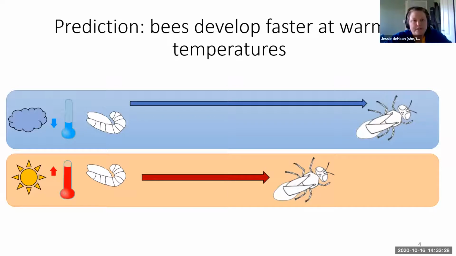So just as a bit of background, C. calcarata are ectotherms, meaning that they can't regulate their own body temperatures, and so their physiological processes, like their metabolism and their developmental rate, are influenced by their environmental temperature. So you can see here that an insect reared in a cooler environment takes a longer time to develop than an insect reared in a warmer environment that will develop more quickly. And so therefore, I predict that bees reared at warmer temperatures will develop faster than bees reared at cooler temperatures.